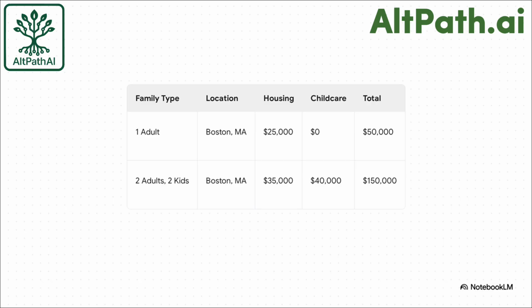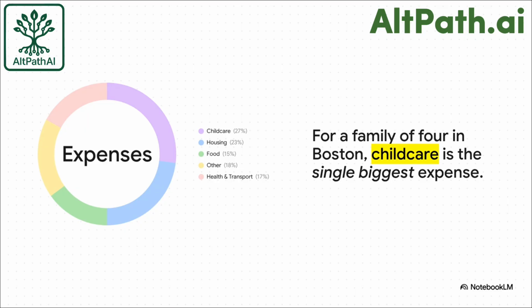If we focus in on that family, we can start to uncover the hidden story. And here is that story. For a family with 2 kids in Boston, just look at this. You might assume housing is going to be the biggest bill, right? But it's not. Childcare is their single biggest expense. It eats up more than a quarter of their entire budget. Now, an insight like that changes everything.